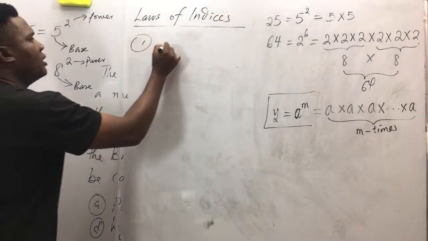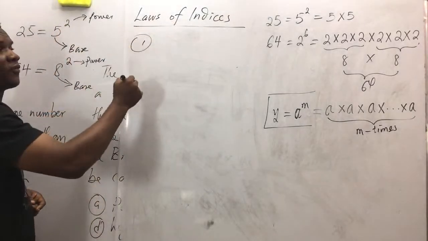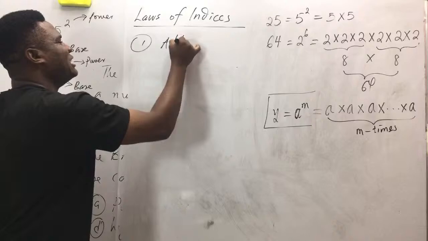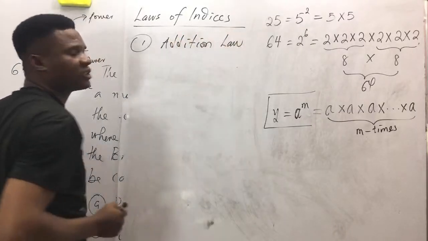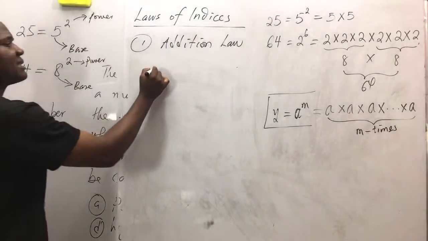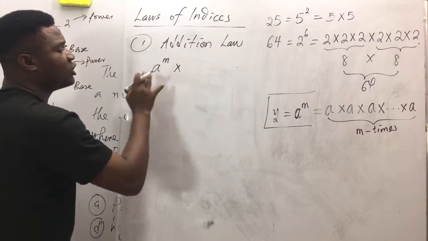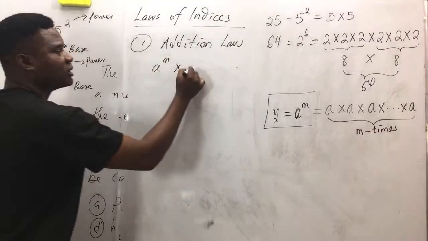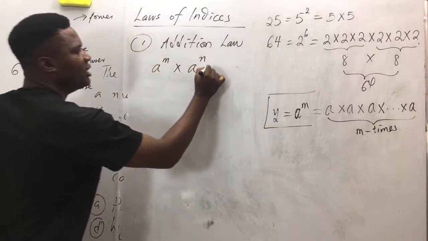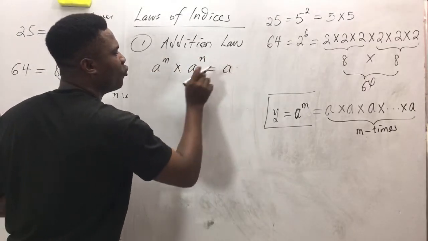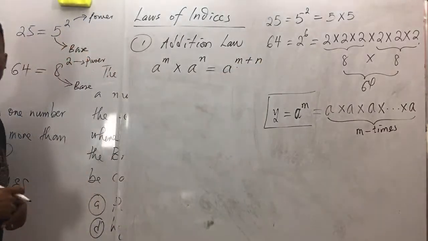Number one, the first law we are going to be looking at under the laws of indices is called the addition law. So what does this law state? It states that when the index forms of two numbers are multiplied such that the bases are the same, then the result is the same as one base raised to the sum, or the addition, of the respective powers.